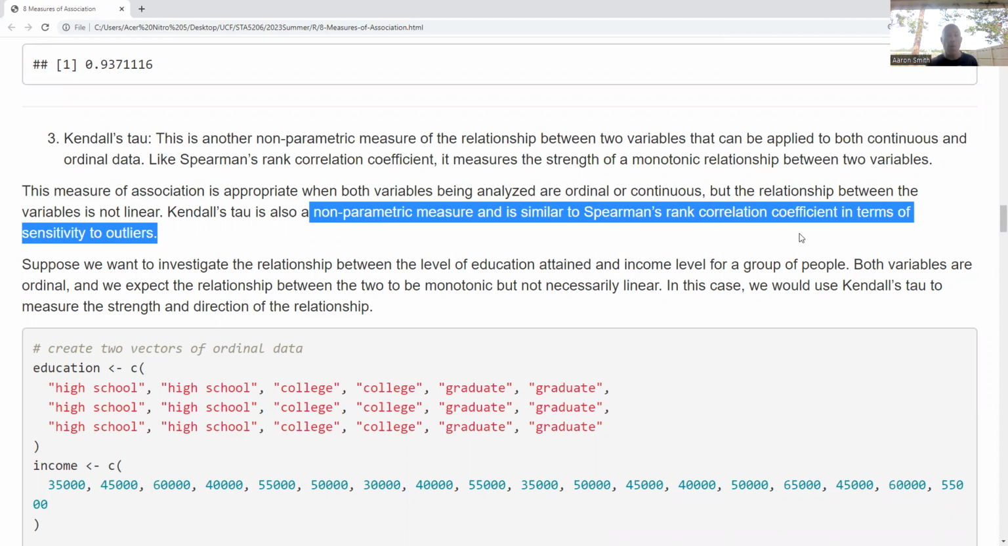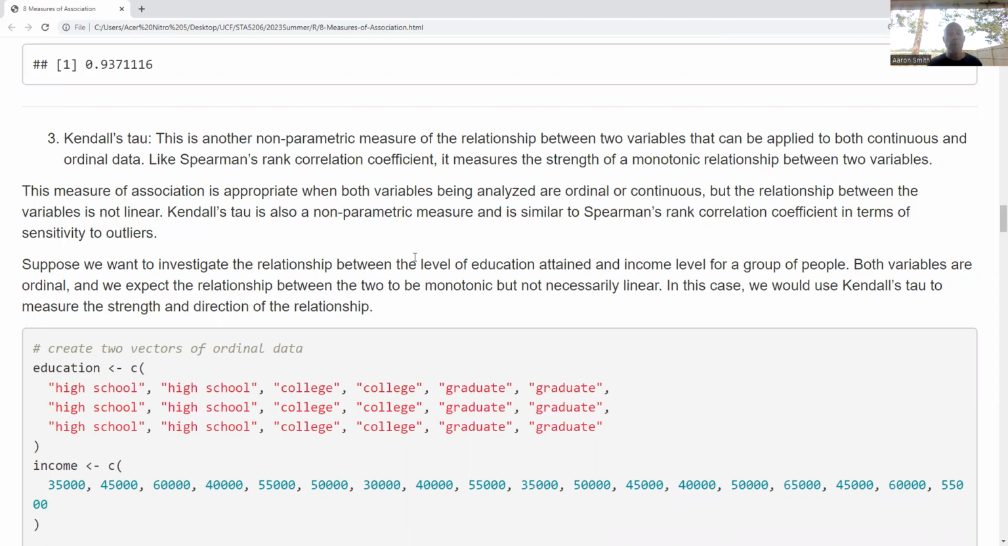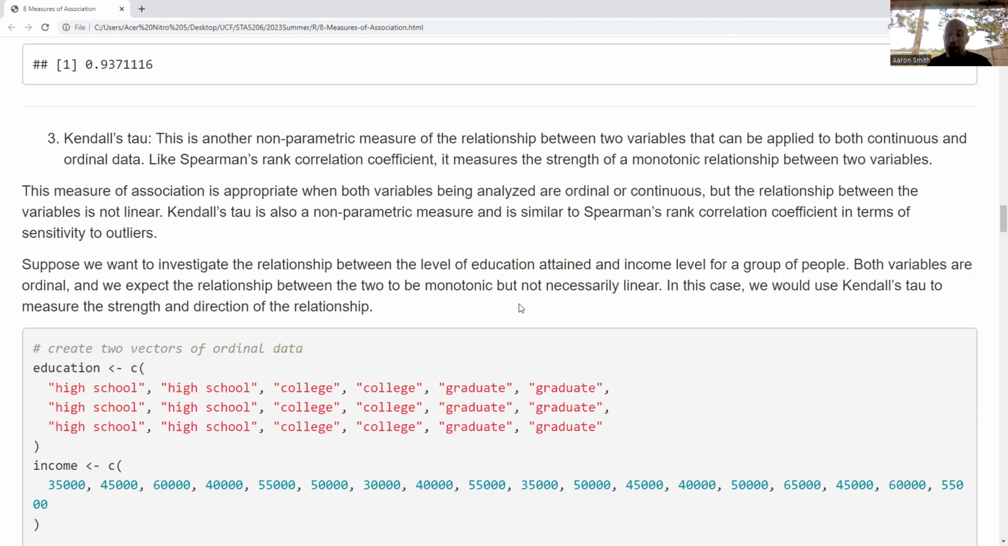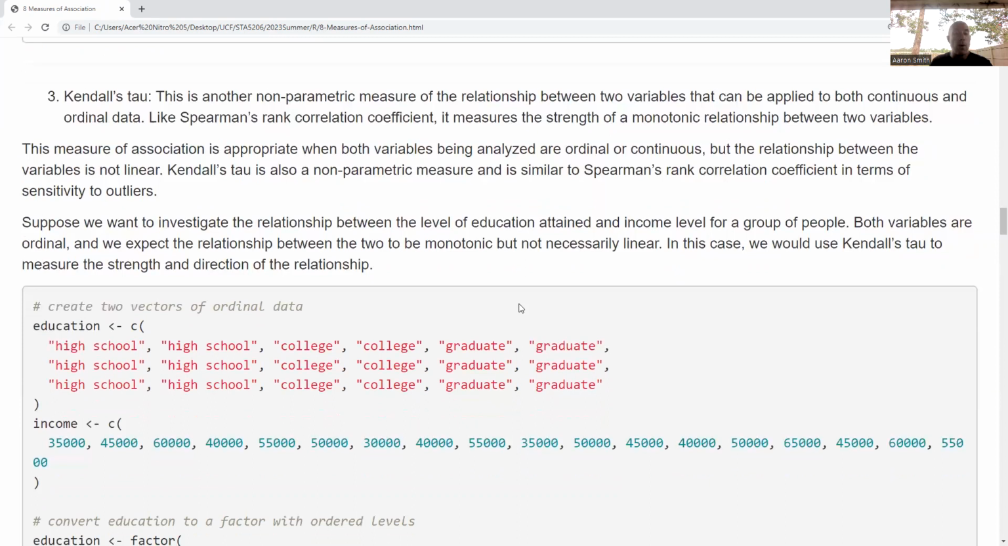All right, so now let's run through an example. Suppose we want to investigate the relationship between the level of education attained, that's ordinal, and the income level for a group of people. Both variables are ordinal, and we expect the relationship to be monotonic, but not necessarily linear. In this case, we would use Kendall's tau to measure the strength and direction of the relationship.